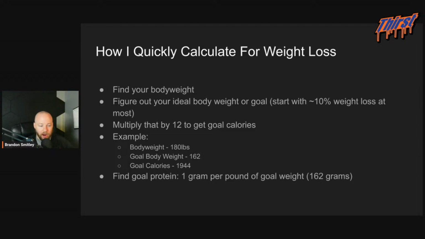So for the example that I got on here, if we take somebody that weighs 180 pounds as their body weight, they went and stepped on the scale, their goal body weight, so 10% less, is now 162 pounds. That multiplied by 12 gives them a goal calories of 1,944 calories. So 1,944 calories. That's what they want to eat per day. That's the easy way to do it.